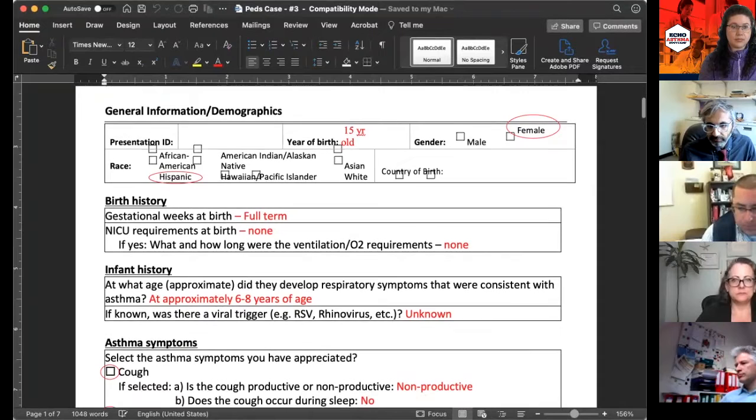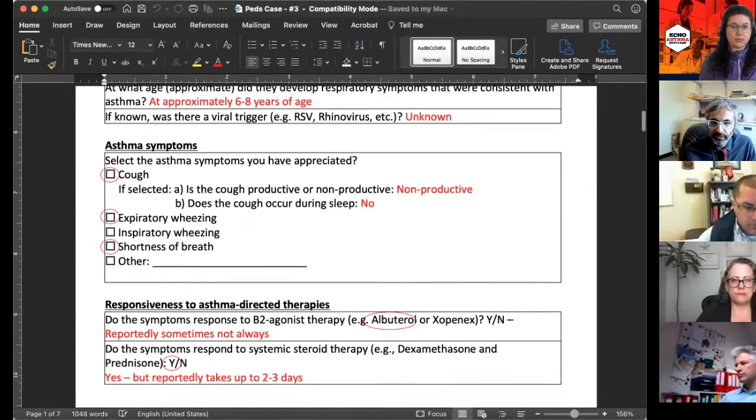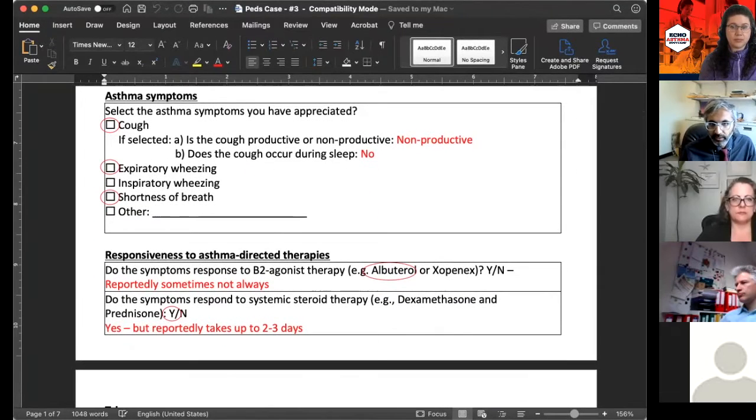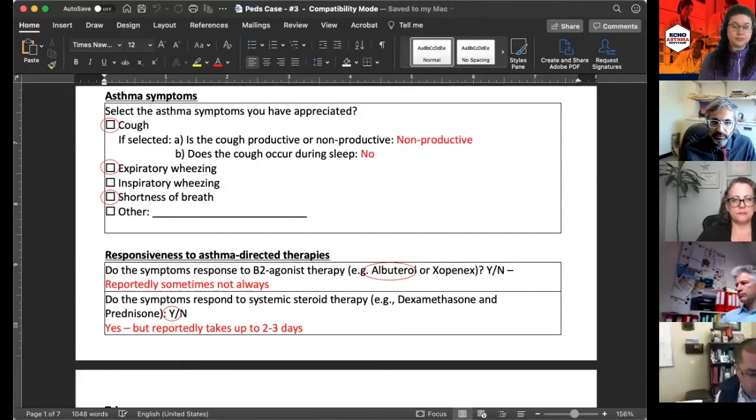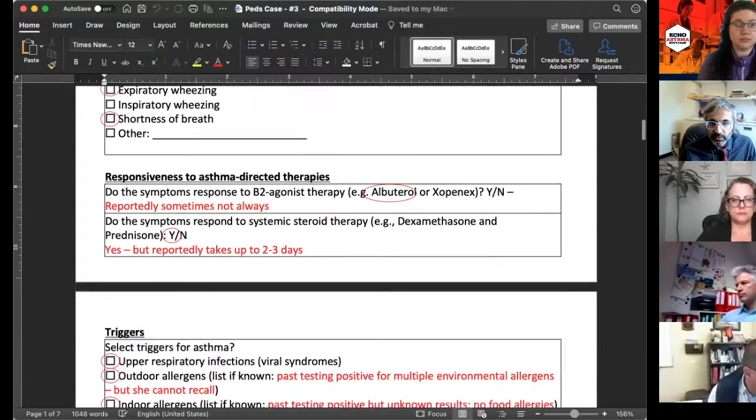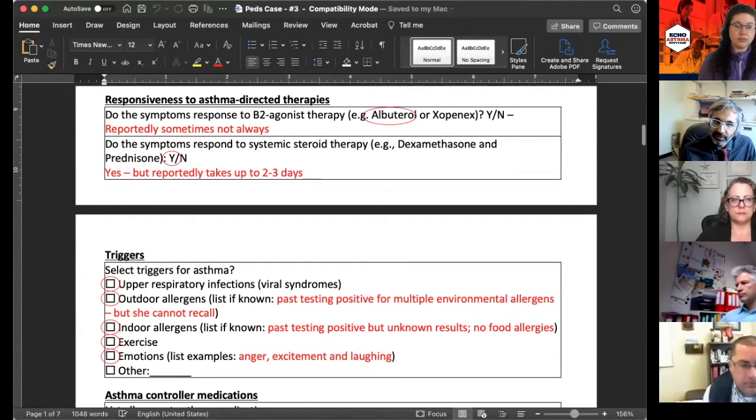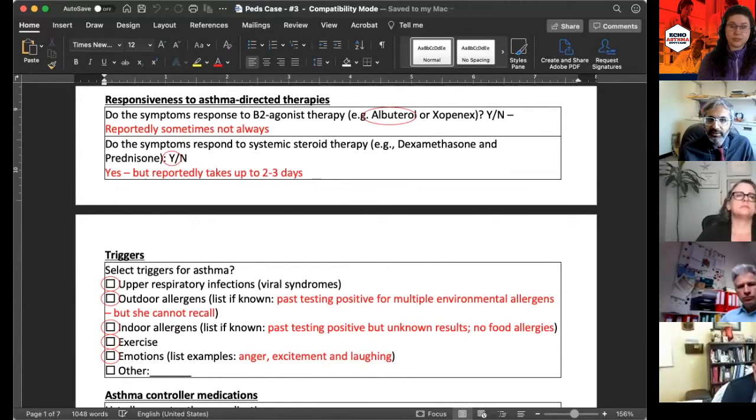She does have a cough. It is non-productive. The cough does not occur during sleep. She does have expiratory wheezing, she reports, and she also has dyspnea. She does respond to albuterol, but not always. She reports she responds well to systemic steroid therapies, but it takes a little while. She says it sometimes takes 2 to 3 days until she finally sees some effect on therapy.